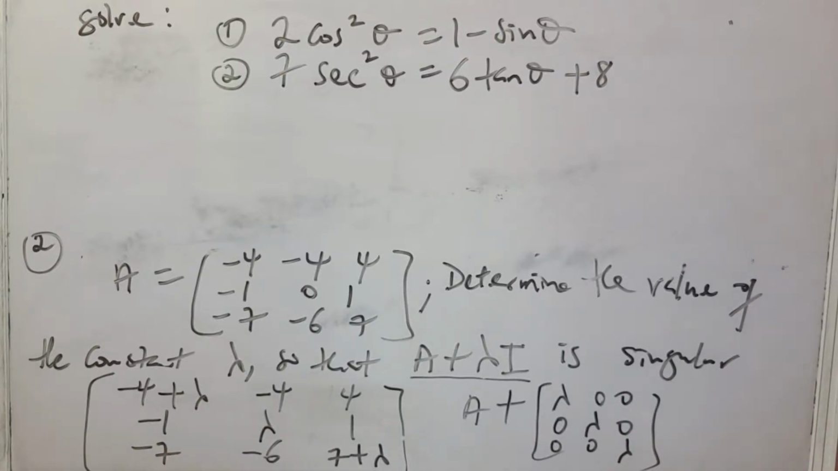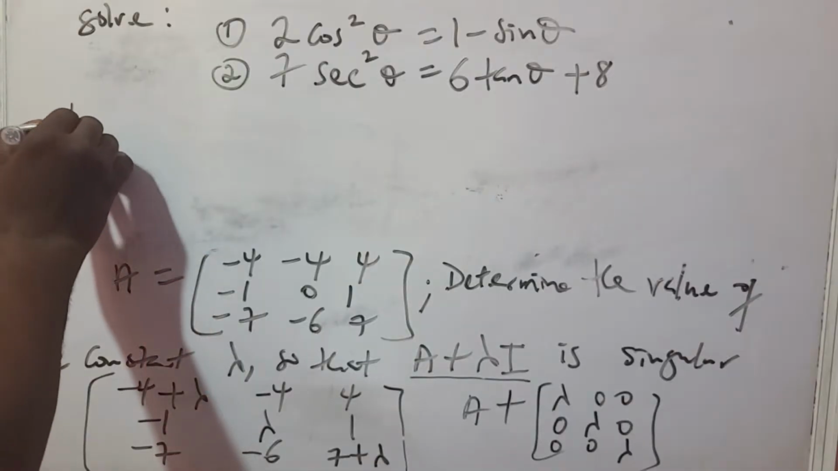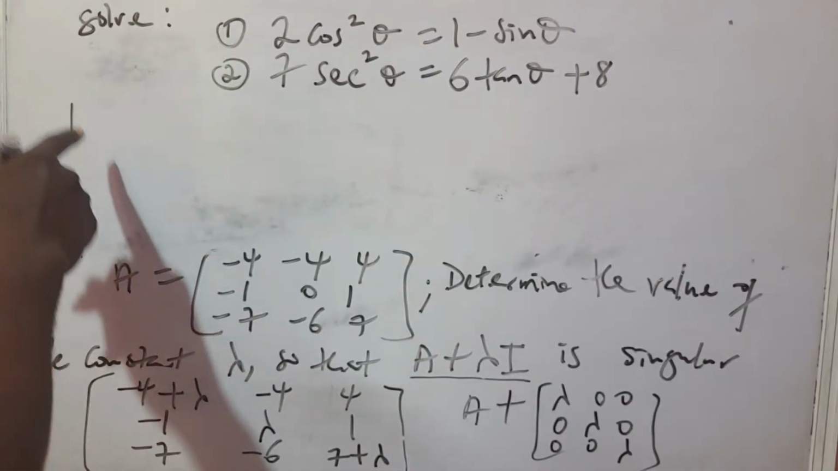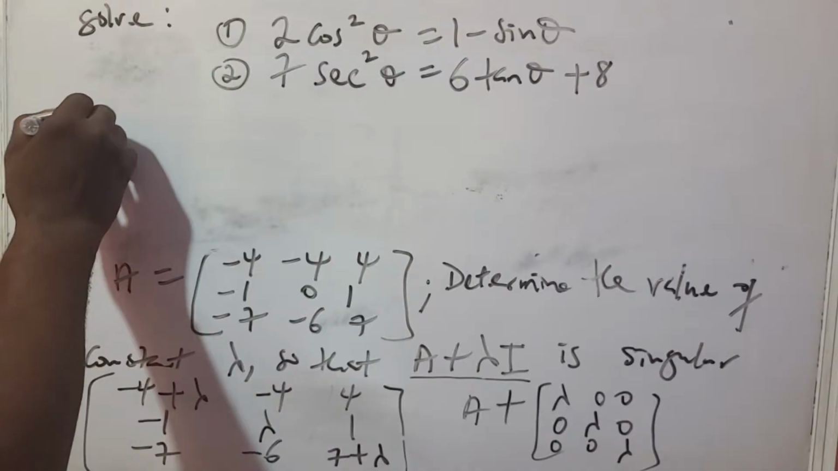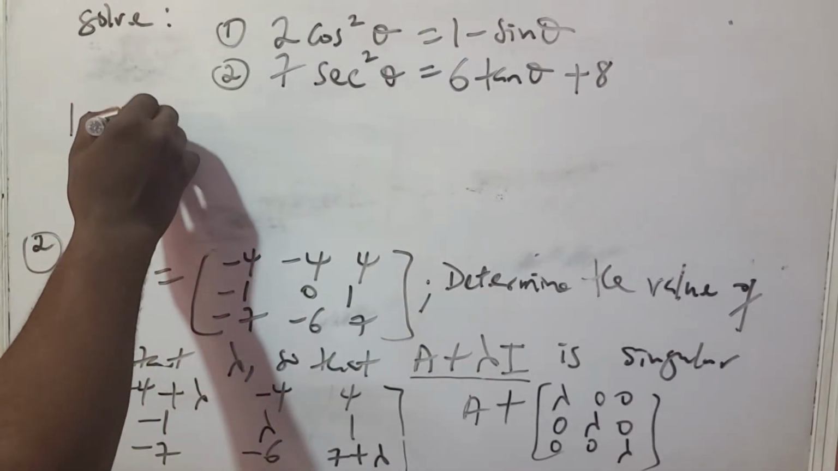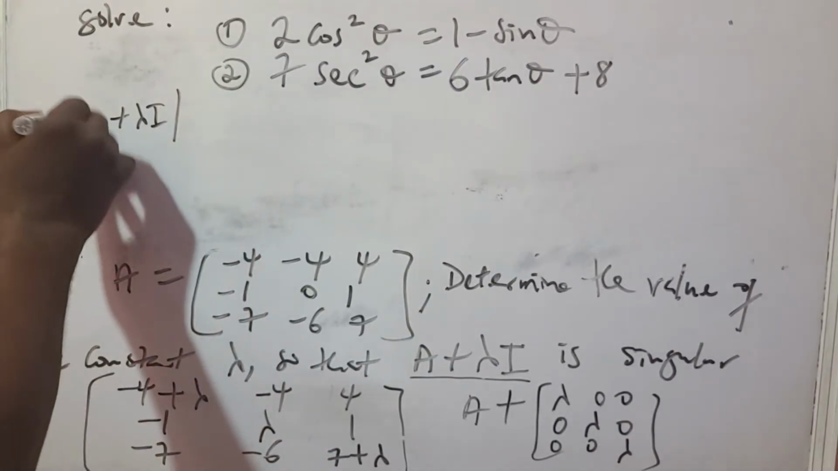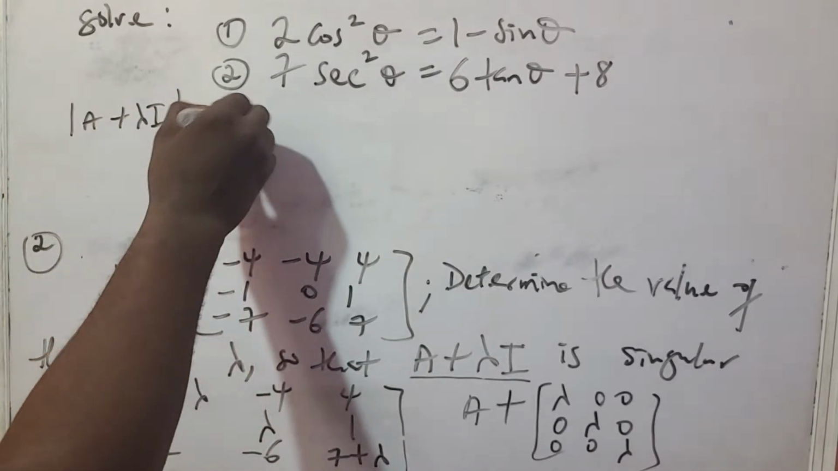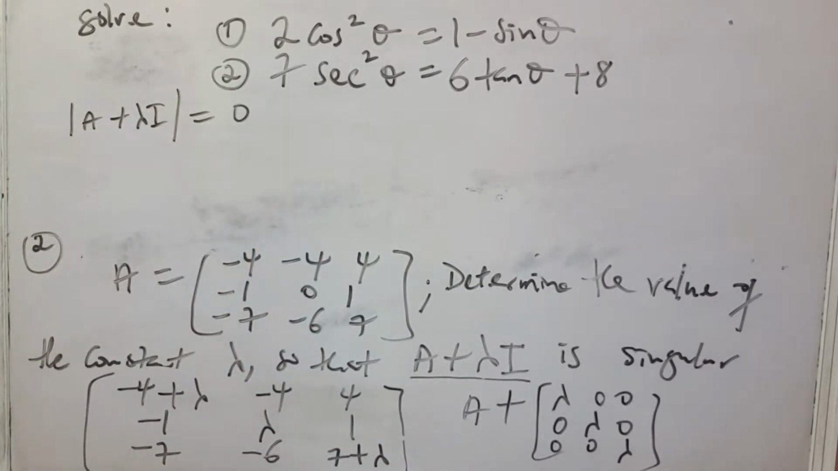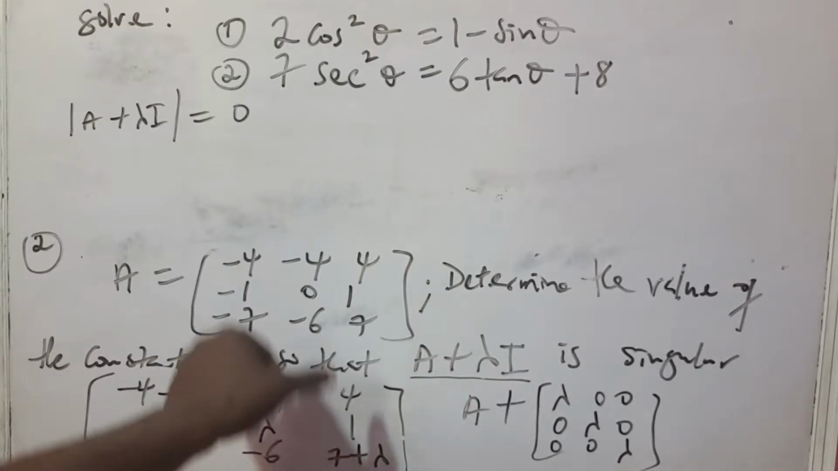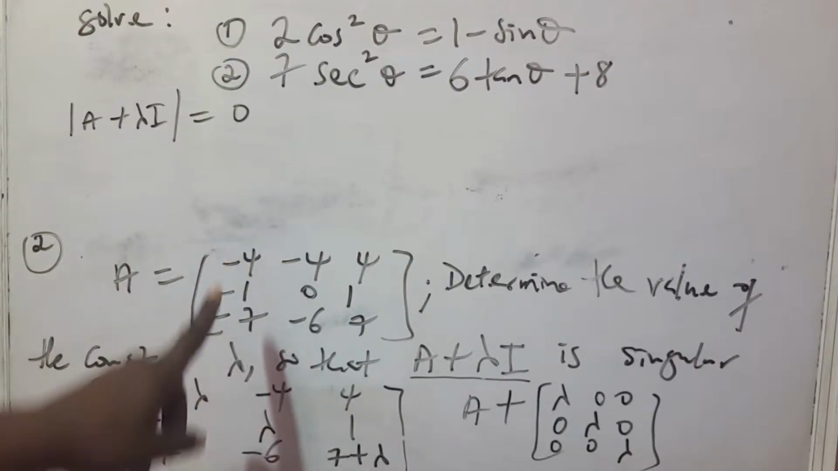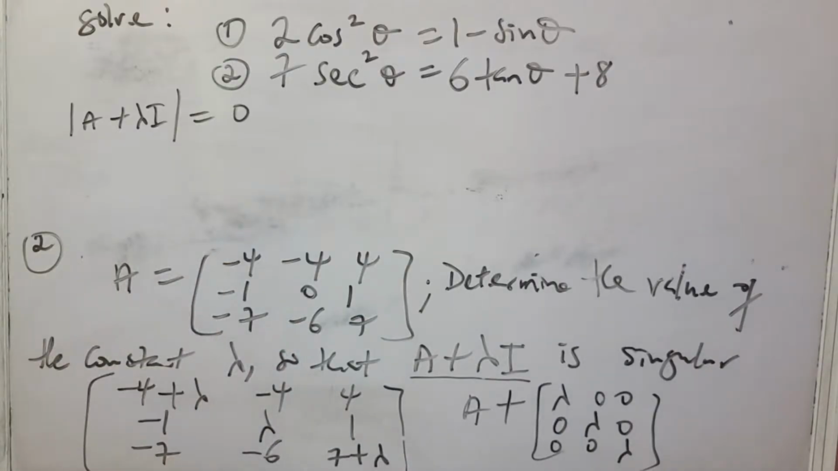So if this is singular, what you have to do now is to express the determinant. I told you to use the straight bracket, the line bracket, when talking about determinant. So the meaning of this is that the determinant of this equals 0. So I believe you can now find the determinant of this and equate it with 0. Doing that will give you your value for lambda. So let me give you about 2 minutes to get that done quickly.